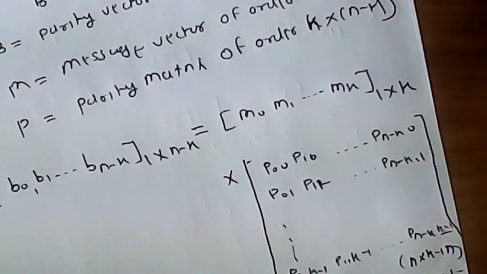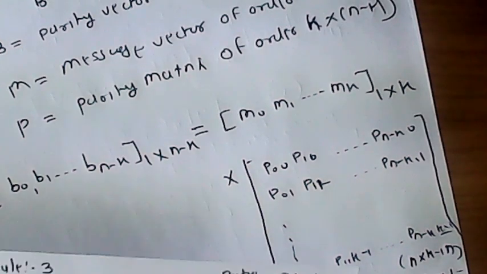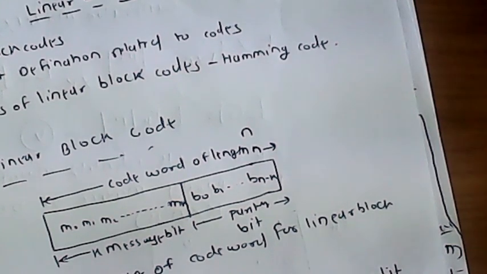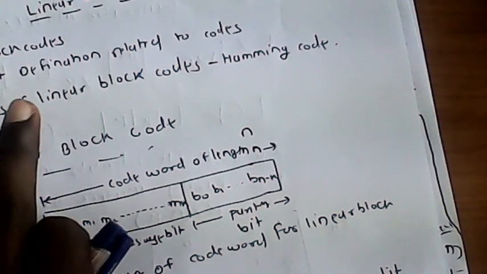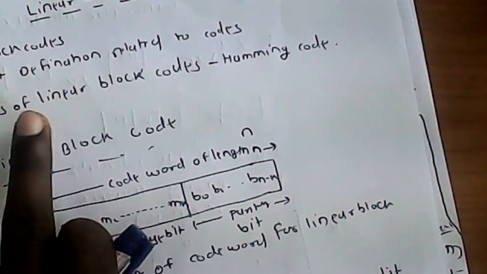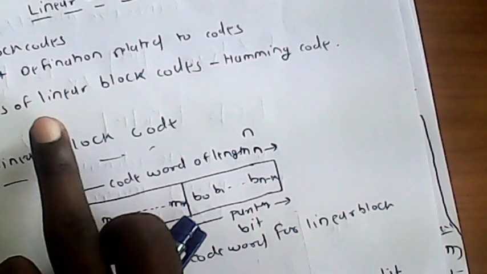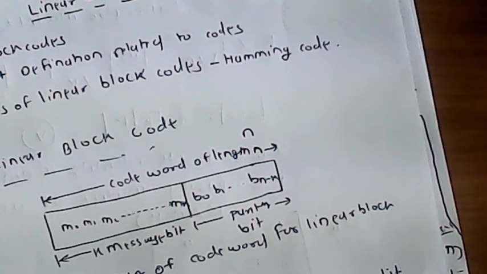So in this lecture we introduced the concept of generator matrix, parity vector, and linear block code, all these things. In the next part we introduce the important definitions related to linear block codes. An example of a linear block code is Hamming codes. We can stop.